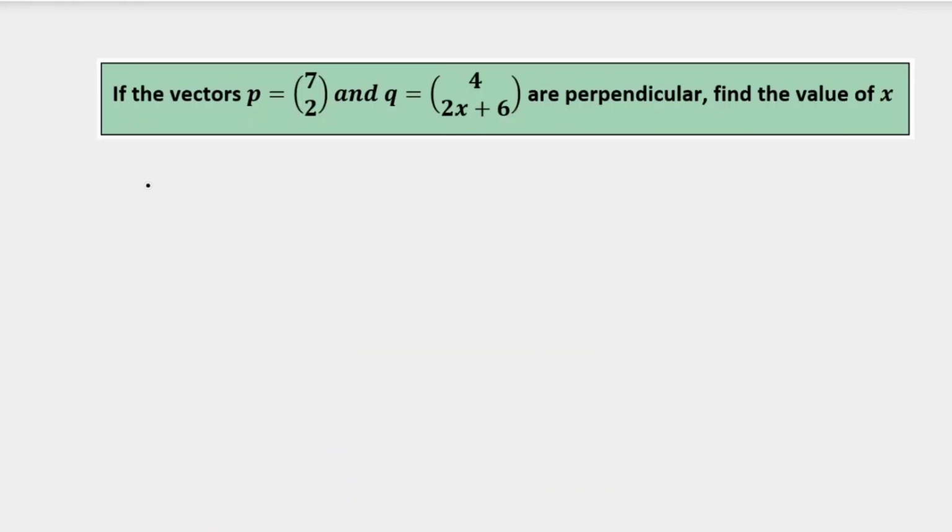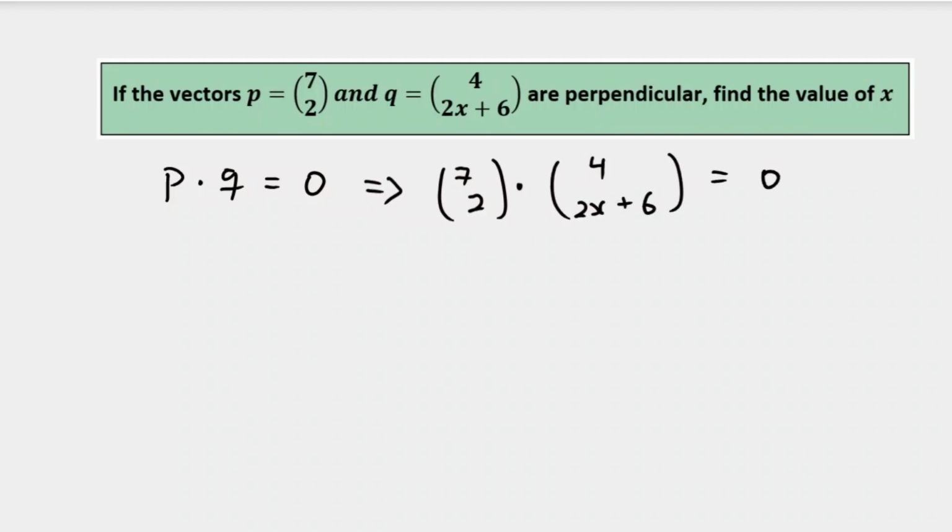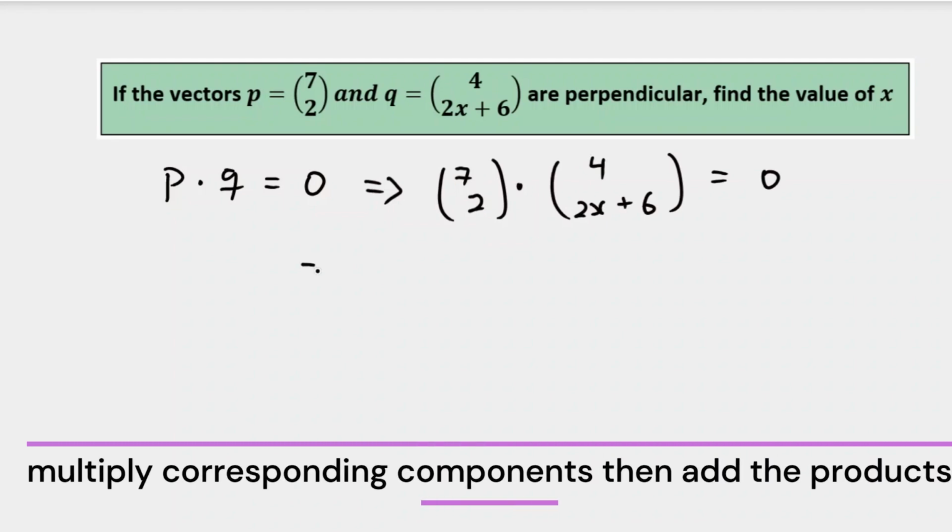Question. If the vectors p with components 7, 2 and q with components 4, 2x plus 6 are perpendicular, we have to find the value of x. So the vectors p and q are perpendicular, and because of that, their dot product should be equal to 0. So p dot q is equal to 0. So this implies that the vector p has components 7, 2 dot the vector q, 4, 2x plus 6, is equal to 0.